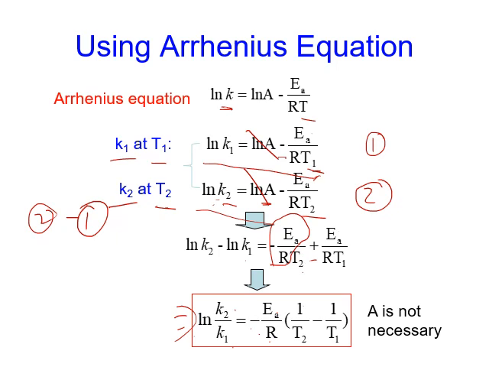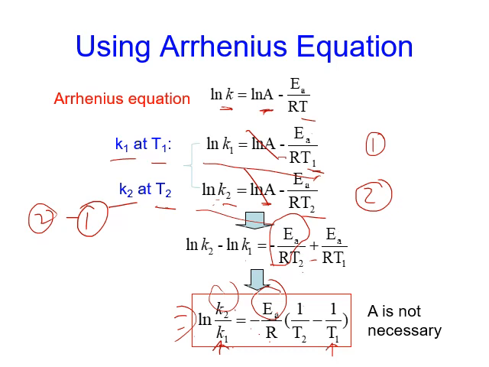The advantage of this equation is that we don't have A. You don't need the constant A. All you need is the activation energy. So if you know the activation energy, and if you also know one rate constant at T1, then you can calculate K2 at a different temperature.